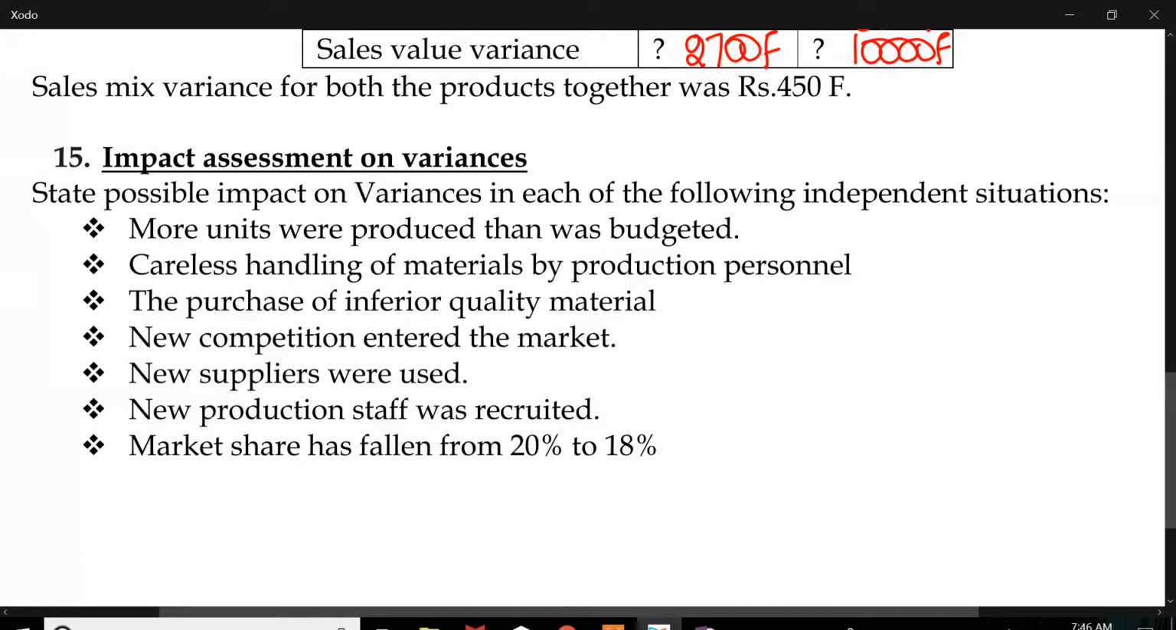More units were produced than was budgeted. Favorable what? Which value? No, favorable sales you are saying. No, it's not sales.